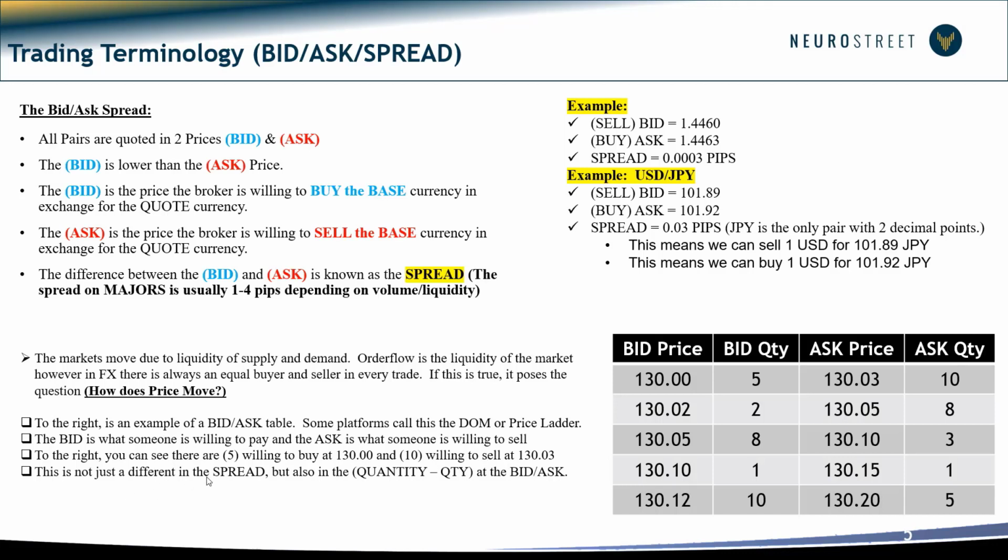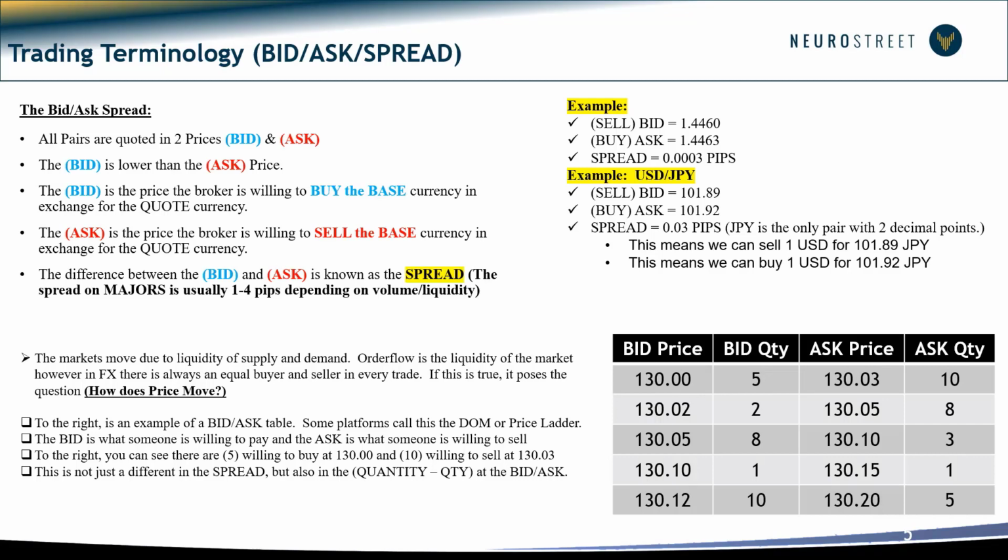And so you can see that there's 5 people willing to buy at 130 here, and there's 10 people willing to sell at 130.03. There's a 3 pip spread between the buyers and the ask, but the quantity is different. This is not just a difference in the spread, but also in the quantity. So you can see that there's differentials between the bid and the ask amounts, but also in the spread, which is what creates that imbalance between supply and demand.